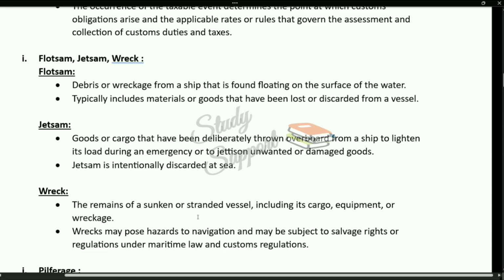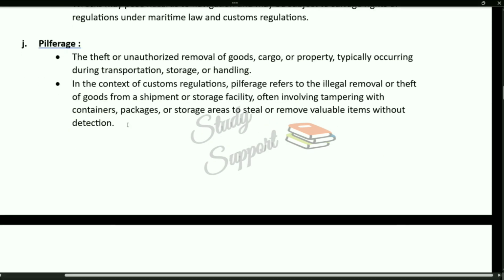Wreck. The remains of a sunken or stranded vessel, including its cargo, equipment, or wreckage. Wrecks may pose hazards to navigation and may be subject to salvage rights or regulations under maritime law and customs regulations. J. Pilferage. The theft or unauthorized removal of goods, cargo, or property, typically occurring during transportation, storage, or handling. In the context of customs regulations, pilferage refers to the illegal removal or theft of goods from a shipment or storage facility, often involving tampering with containers, packages, or storage areas to steal or remove valuable items without detection.